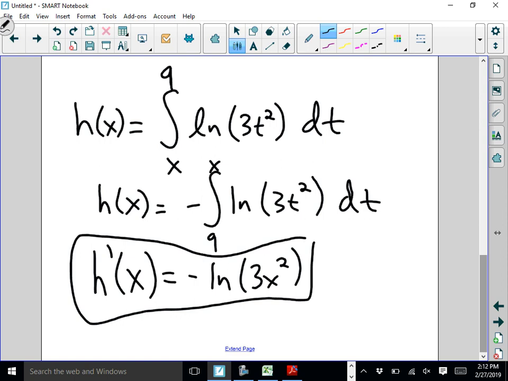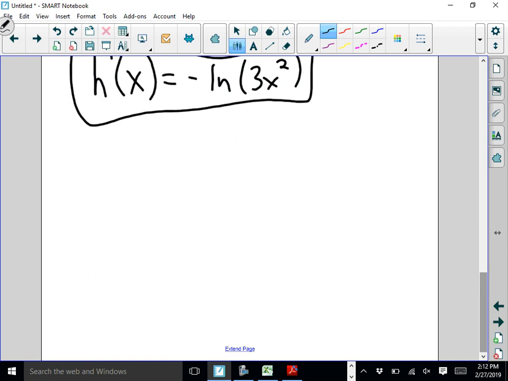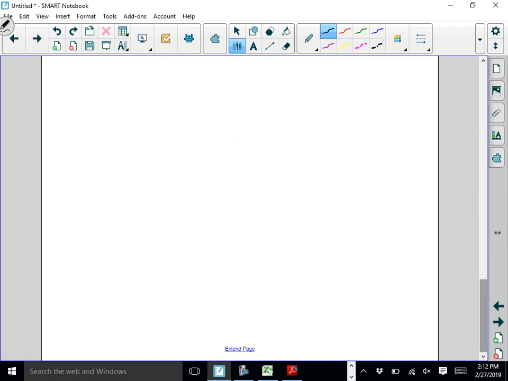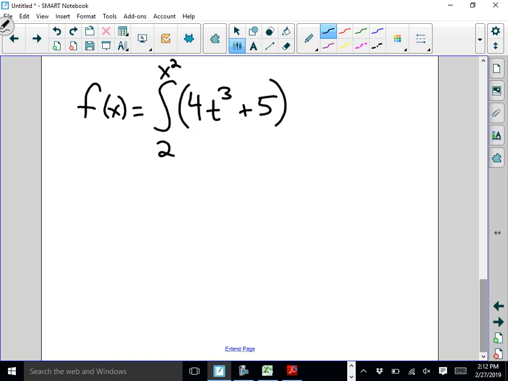Let me show you this example. And we are quickly running out of time. So this is going to be a quick example, and we'll run with it tomorrow. Okay, now again we're going to find f prime of x.